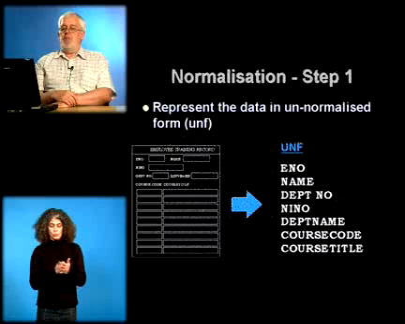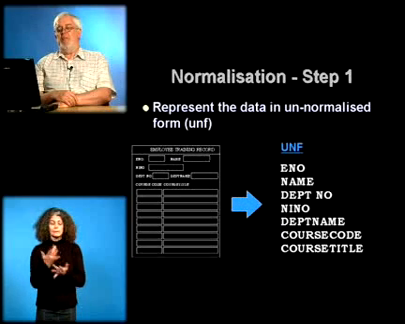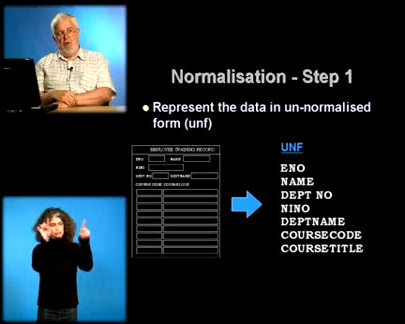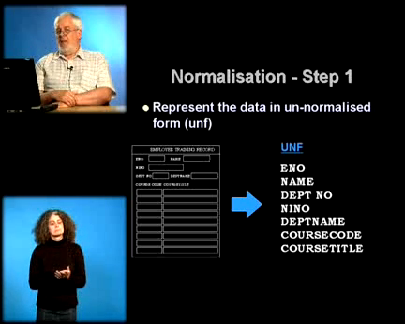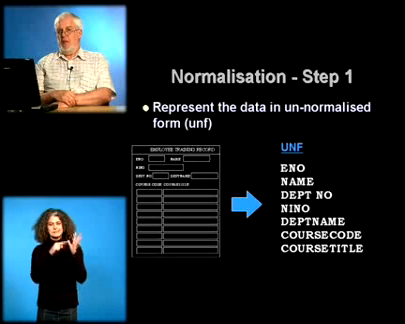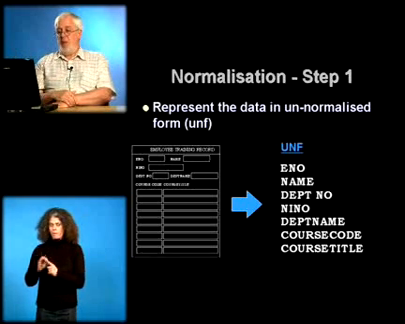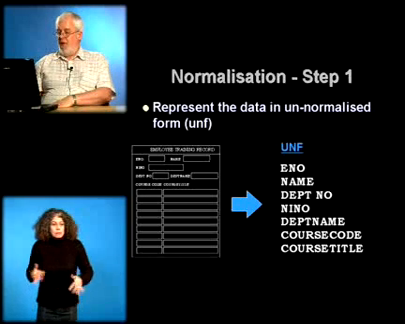So normalisation step one. Well, firstly, we've got to represent the data in unnormalised form. And this is you take the screen or report and you list all the data items in that screen or report in a column on a piece of paper. You don't do anything else.